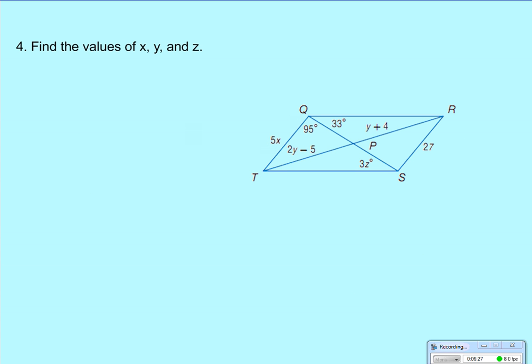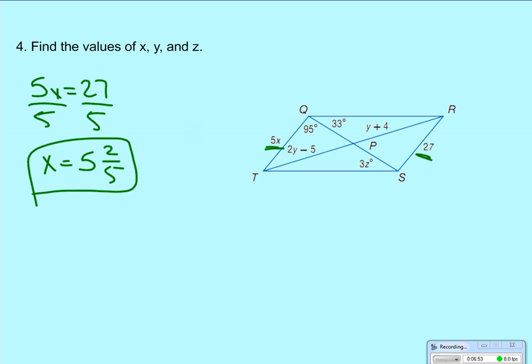So figure out the values of x, y, and z. So there's a couple different tricks we got to do here. Realize that this is a parallelogram, so still all those rules with parallel lines still come into play. But let's take this one piece at a time. 5x is across from 27. So 5x has to equal 27. So a little division gives me 5 2/5, so that's my x value.